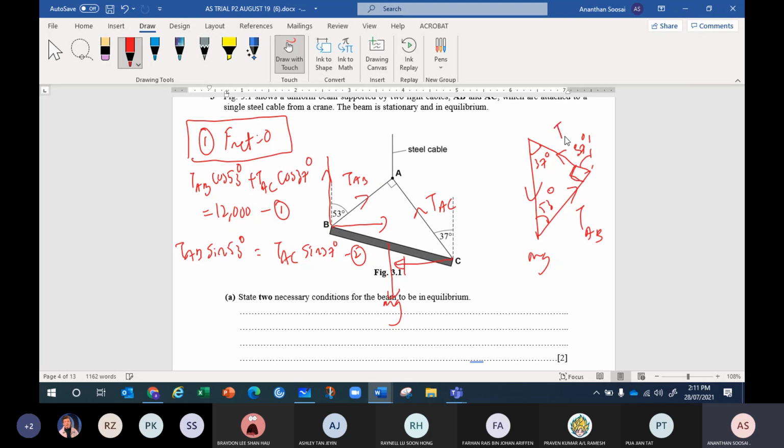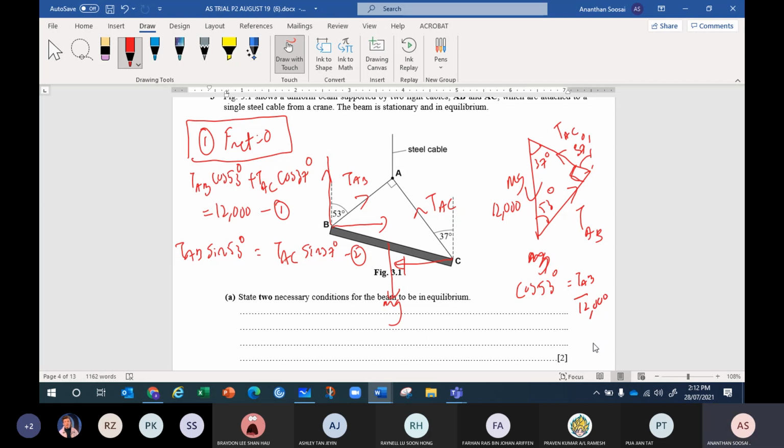So TAB is here, TAC is here, and this is mg here. mg, you know, is 12,000. From here, you can work out TAC and TAB by using trigo. This method also can. So how do you find TAB? With TAB and 12,000, you use what? You can use 53, cos or sine. Cos 53 equals adjacent over hypotenuse, so TAB over 12,000. You can work out TAB.